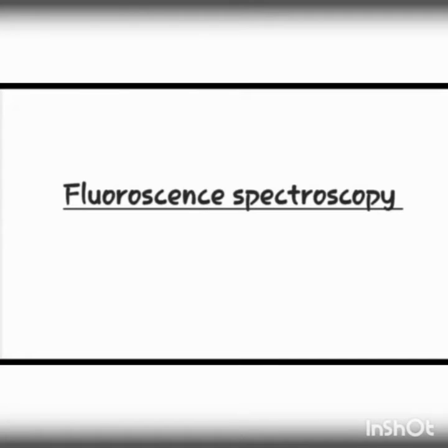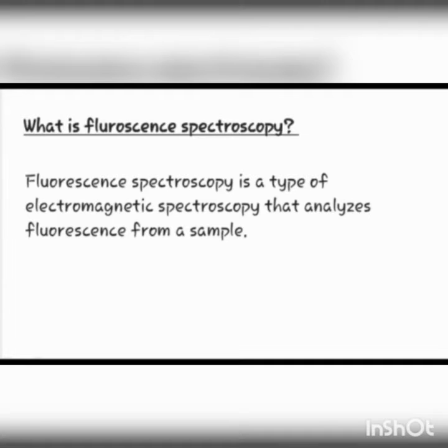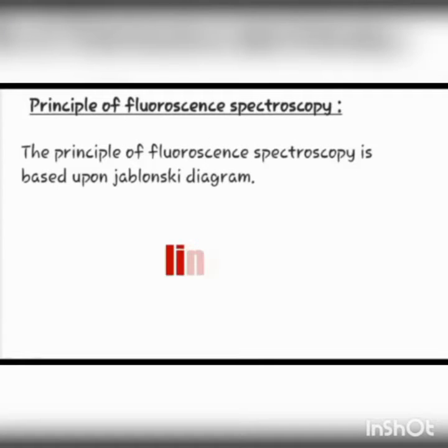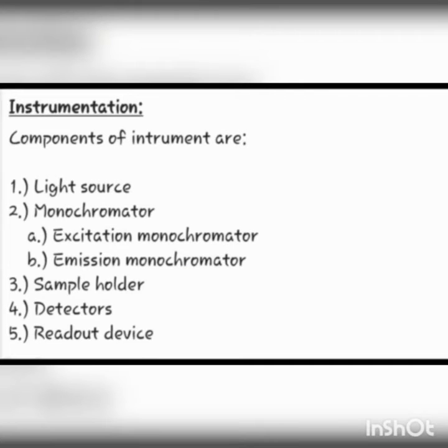Now we go to fluorescence spectroscopy, also known as fluorometry or spectrofluorometry. First of all, what is fluorescence spectroscopy? Fluorescence spectroscopy is a type of electromagnetic spectroscopy that analyzes fluorescence from a sample. Let us see the principle. The principle of fluorescence spectroscopy is based upon the Jablonski diagram. When a particle absorbs ultraviolet or visible light and undergoes electronic transition from a lower energy level to a higher energy level, after about 10 power minus 15 seconds of absorption it emits radiation, which is called fluorescence. Fluorescence spectroscopy is based upon the same principle.